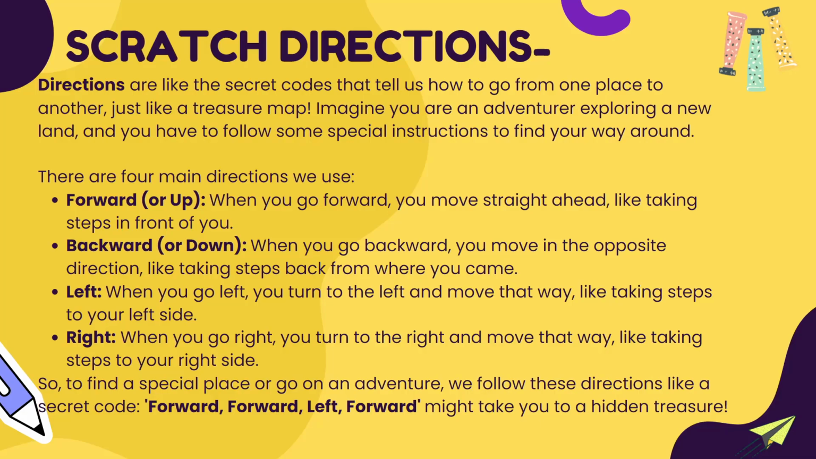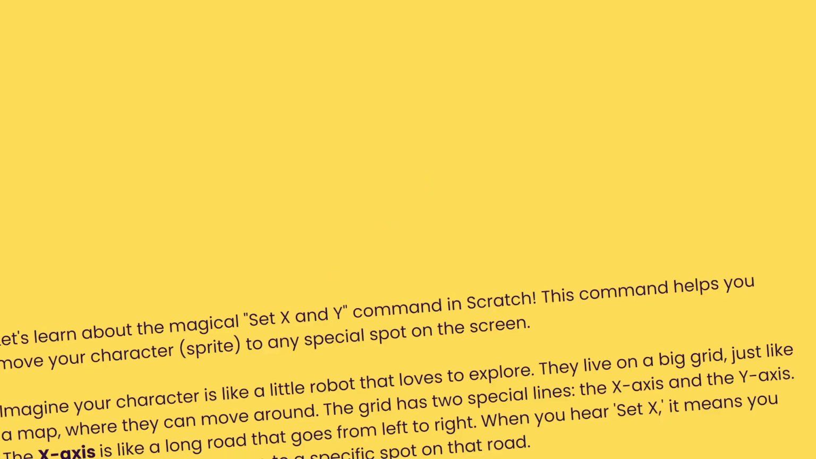To find a special place or go on an adventure, we follow these directions like a secret code. Forward, forward, left, forward. It means you take 2 steps forward, then you turn left, and then again you go forward. The way this guidance is given in your treasure map when you play, in the same way certain steps will be given in the form of code in Scratch to make the sprite go from one place to another.